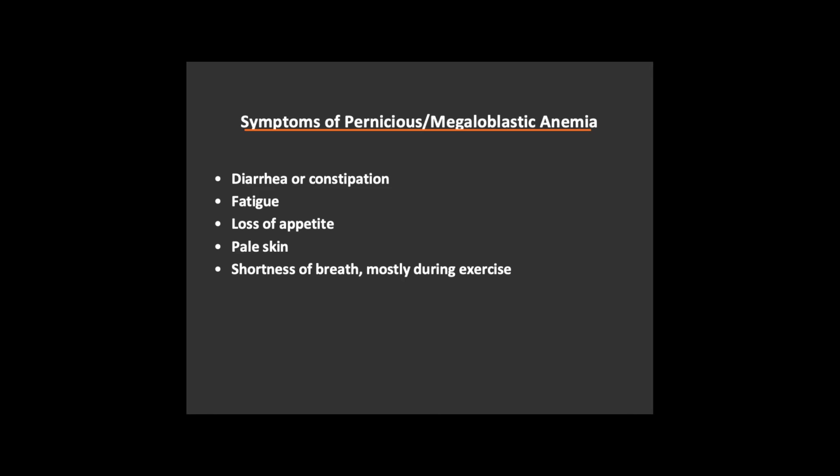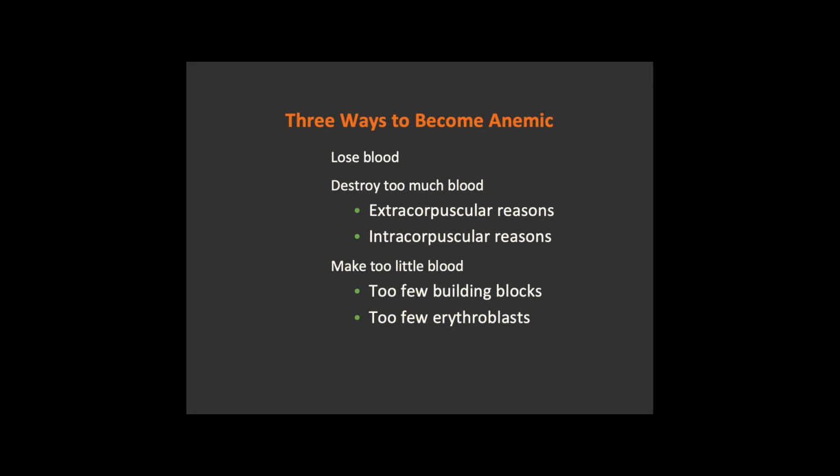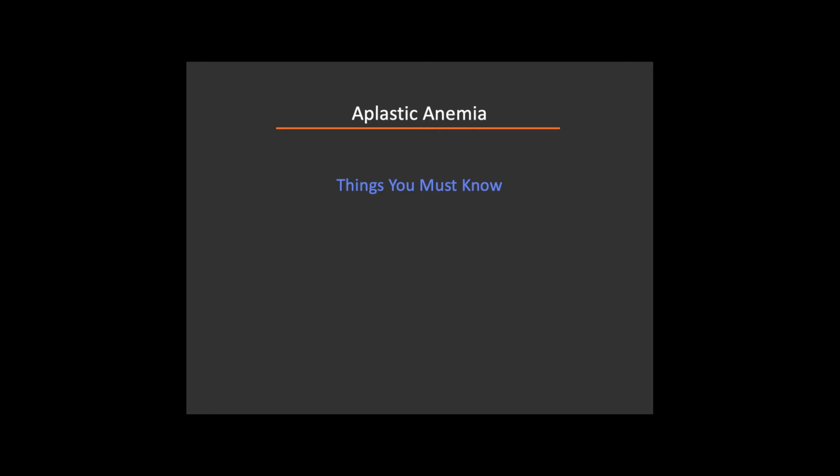So symptoms of either pernicious or megaloblastic anemia would be diarrhea in some people, or constipation, fatigue, loss of appetite, pale skin, shortness of breath, but this is mostly during exercise, swollen tongue, bleeding gums, neuropathy. Those are all symptoms of that type of anemia. So three ways again: loss of blood, destroying too much blood, and then too little blood, and this could be due to too few erythroblasts.